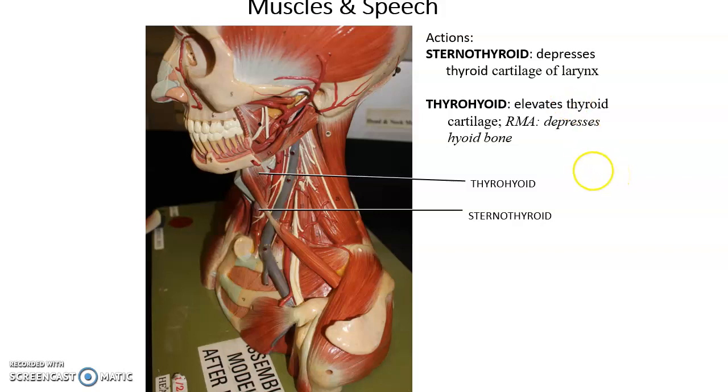But it also has an RMA. RMA means reverse muscle action. So the thyrohyoid muscle can actually switch what is the origin and what is the insertion. So it can both elevate the thyroid cartilage up or depress the hyoid bone down. Pretty cool.